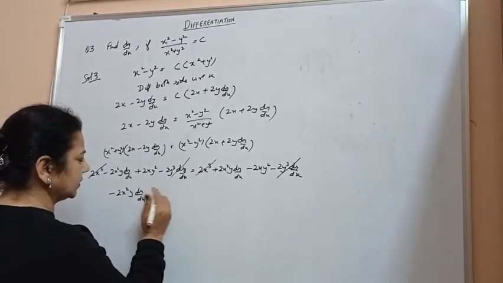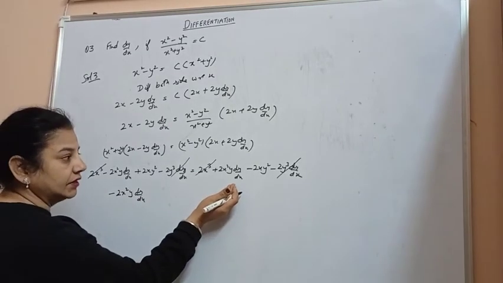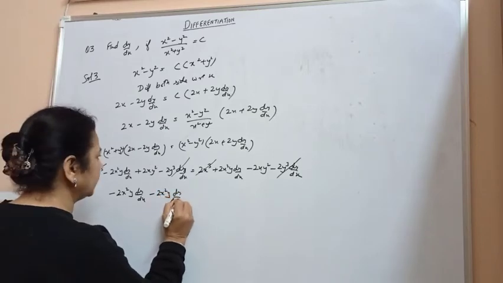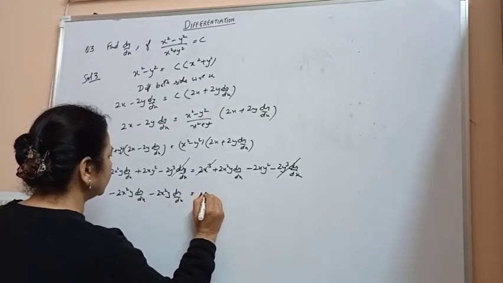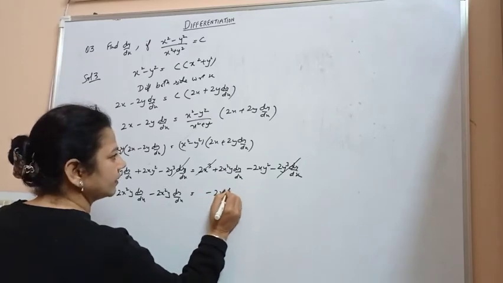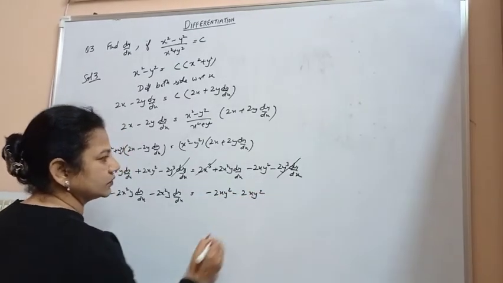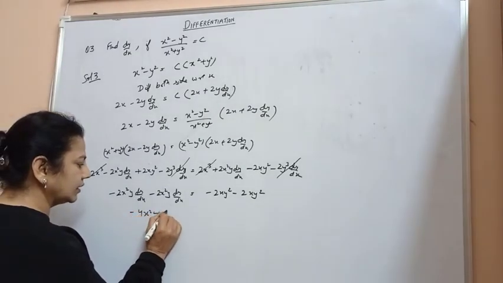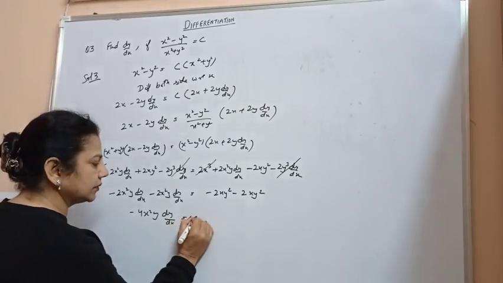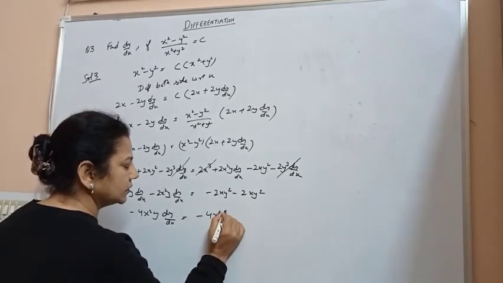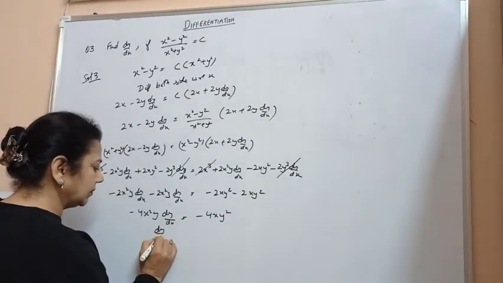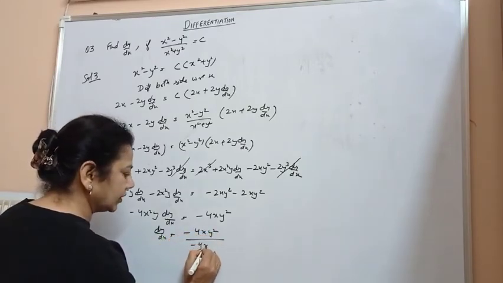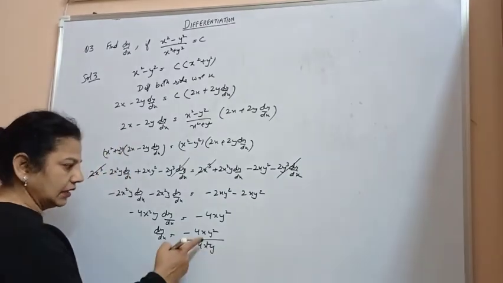I take this term, 2x square y dy by dx, to the right hand side, so minus 2x square y dy by dx is equal to minus 2xy square minus 2xy square. This becomes minus 4x square y dy by dx, and this becomes minus 4xy square. So dy by dx will become minus 4xy square upon minus 4x square y.